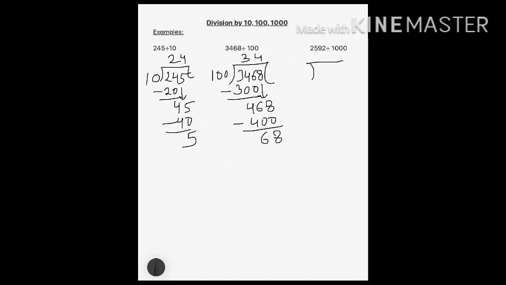Now when I'm dividing by 1000, what happens? Just see. 2592. Here I'll get 2 times, it will be 2000 and the remainder is 592. Observe it very carefully.